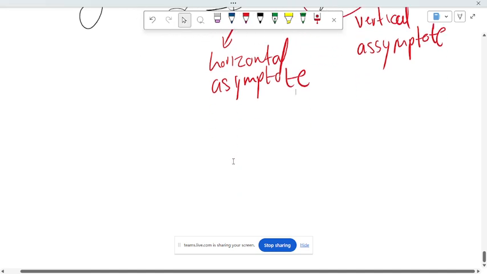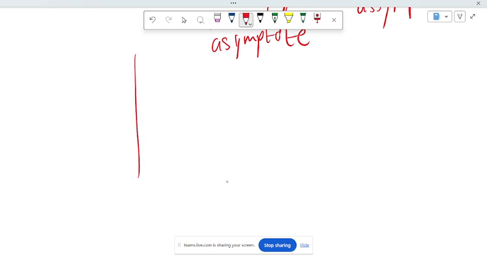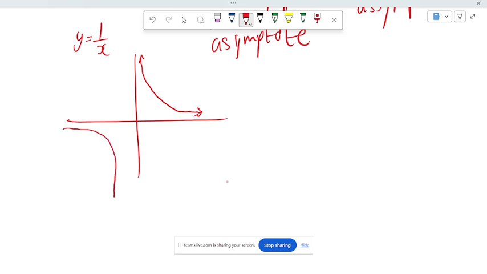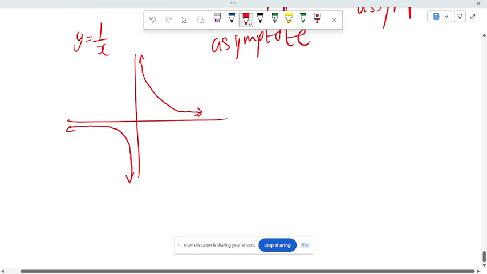So how does this graph look like? A normal 1 over x, let's say y is equal to 1 over x, goes something like this. It's much closer to the axis, like this, right? It looks like that.